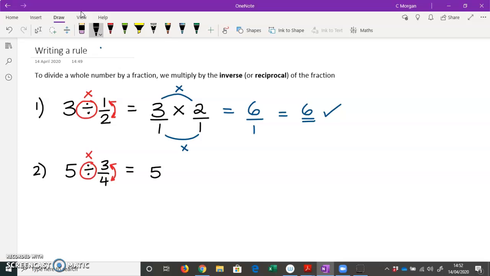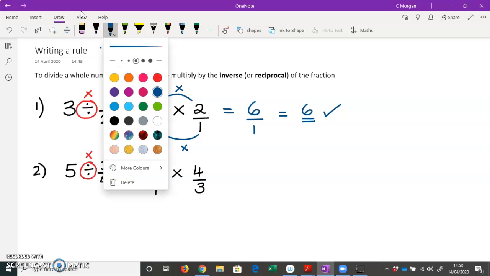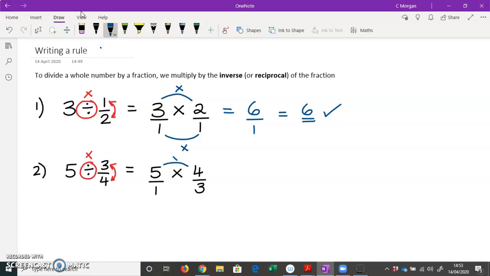It's going to be the same as 5 multiplied by 4 thirds. Notice that the whole number stays the same. That first value stays the same, but I'm going to make it as a fraction, 5 over 1. And of course, I'm going to multiply my numerators together. 5 times 4 is 20, and 1 times 3 is 3. And I can see that I've now got a fraction answer, which is 20 thirds, or 20 over 3.